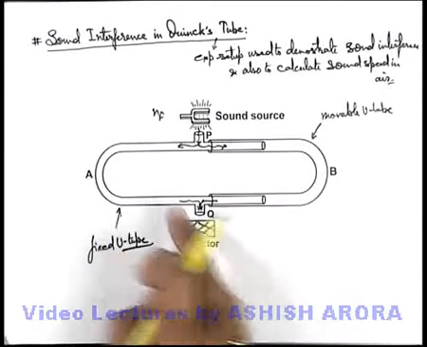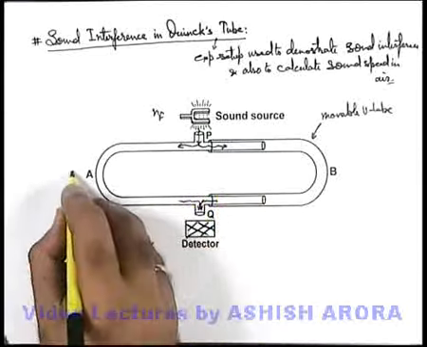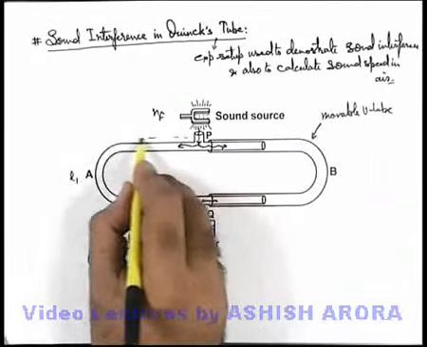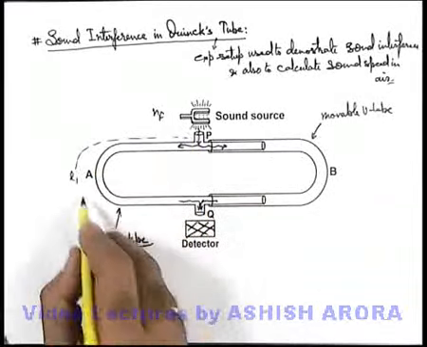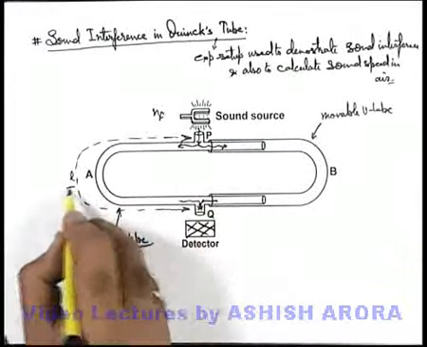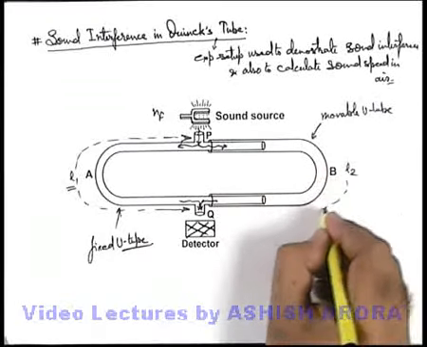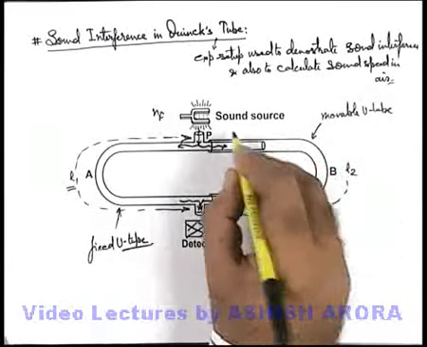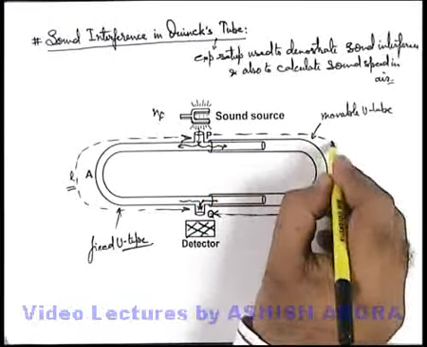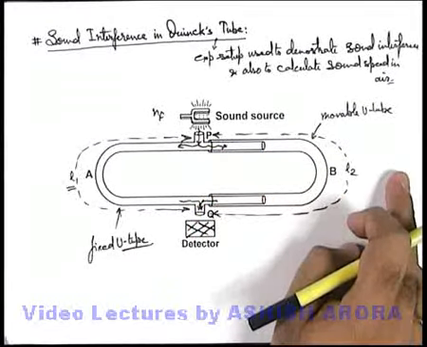Now in this situation, as the tube A is fixed, we can say the length of this path from point P to Q will remain L1, and the other path, which is of length say L2 from P to Q, can be changed by sliding the tube B in the outward direction.